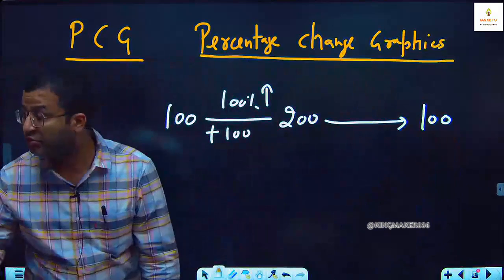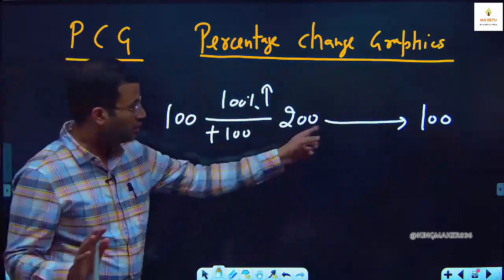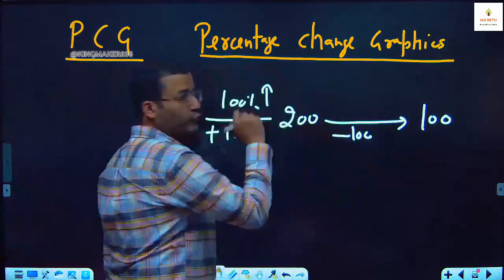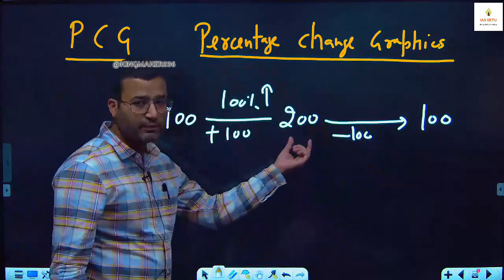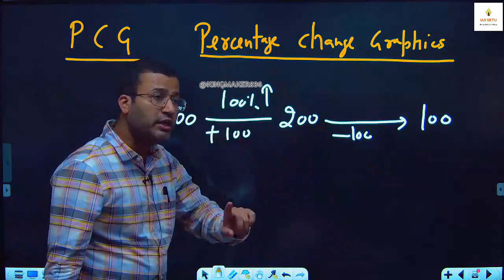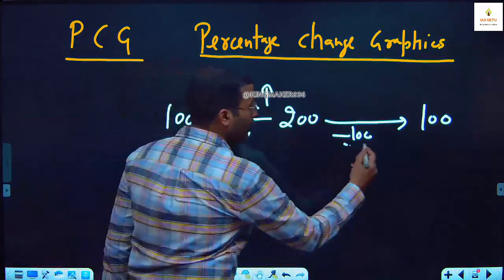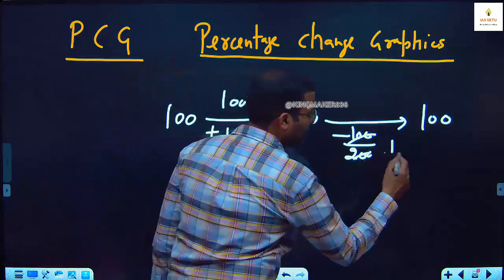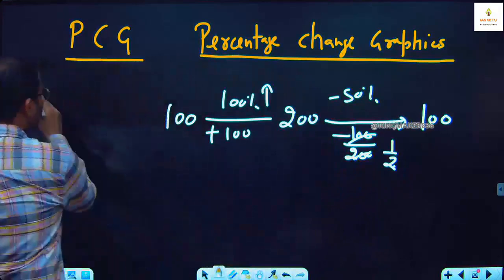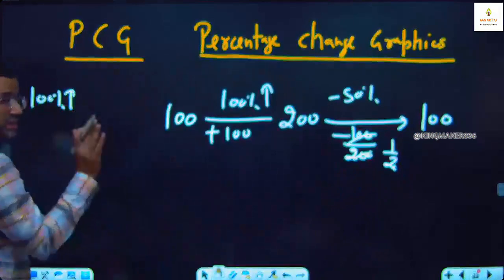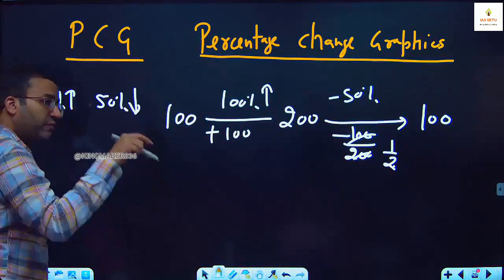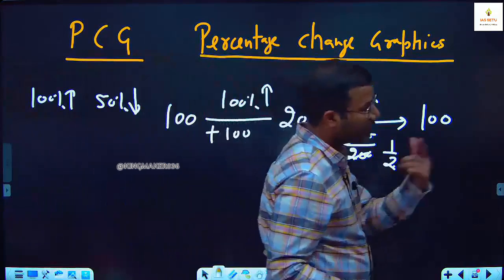What she will do? She will take 100 back. But the problem here is she take 100 back out of 200. कि अब 200 के मालिक बन चुके थे. She will not take 100 back out of 100. She will take 100 back out of 200. So 100 out of 200 is 1 by 2. 1 by 2 is 50. So 100% increase is not compensated by 100% decrease. 100% increase is compensated by 50% decrease. 50% से compensate होता है.